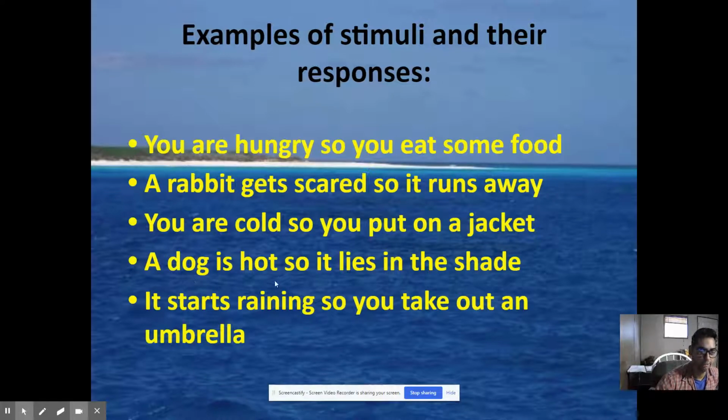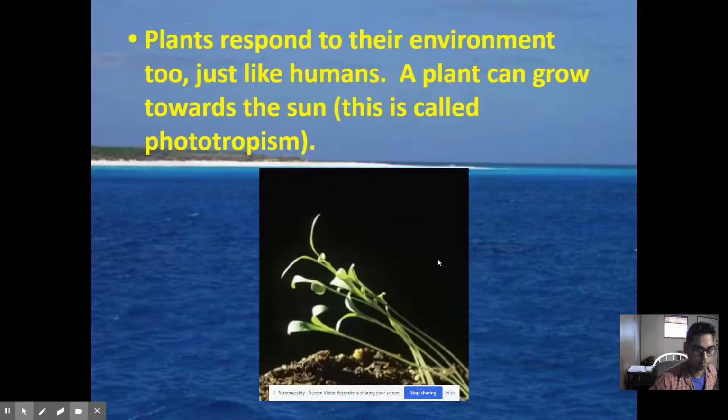All right, here's another one. A dog is hot, so it lies in the shade. The dog being hot is the what? Stimulus. I'm just kidding, you might have got it right. So stimulus: a dog is hot. What is its reaction? It lies in the shade. All right. Stimulus, hot. Response, find shade. And so that's one way to be looking at it, guys.